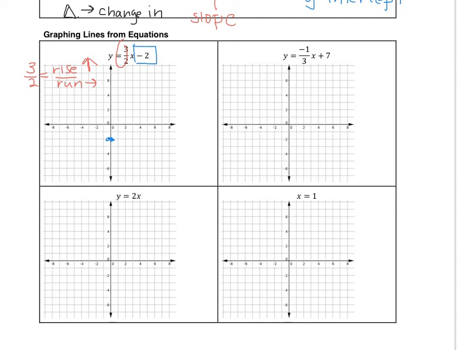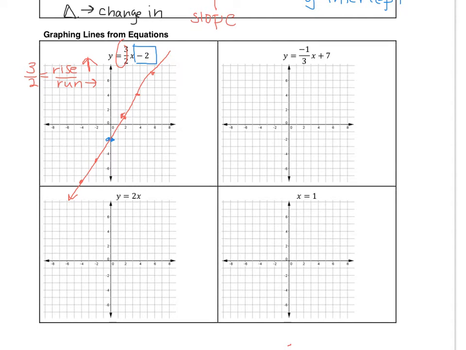So I'm going to use my little laser to show you. Right here, I'm starting at negative 2. I'm going up 1, 2, 3. To the right, 1, 2. So I'm going to make a dot right there. And then I'm going to go up 3 again, to the right 2. If I wanted to reverse it, I could go to the left 2, down 3. Now I can make a line through all of my points. Hopefully yours is straighter than mine. And voila, we've graphed a line.